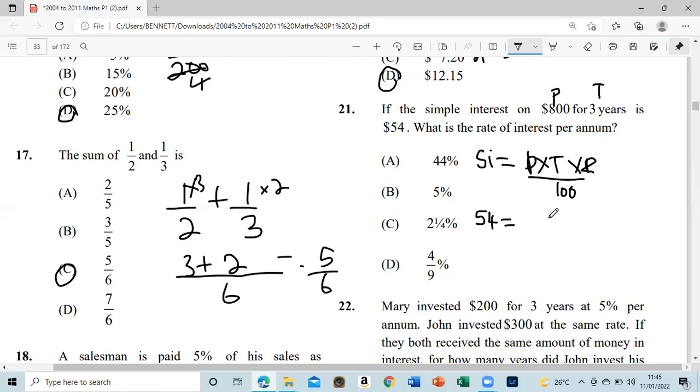So it will be 800 times 3 times R, all upon 100, because the rate is a percentage. Then we can transpose, so it will be 54 times 100, divided by 800 times 3, because those are being multiplied, so they are going to be divided.